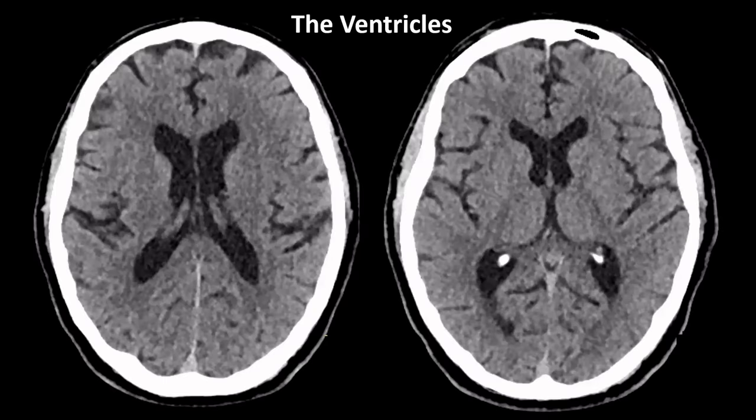Let's now talk about the ventricles, which are cerebrospinal fluid hollow spaces located centrally within the brain. And we have 4 of them. We have 2 lateral ventricles, as you can see here, and running in the middle between both lateral ventricles is a very thin membrane called the septum pellucidum.